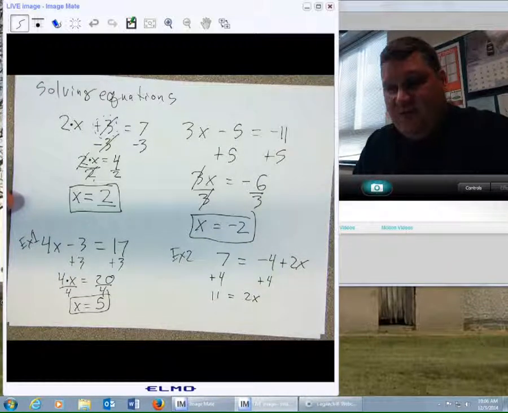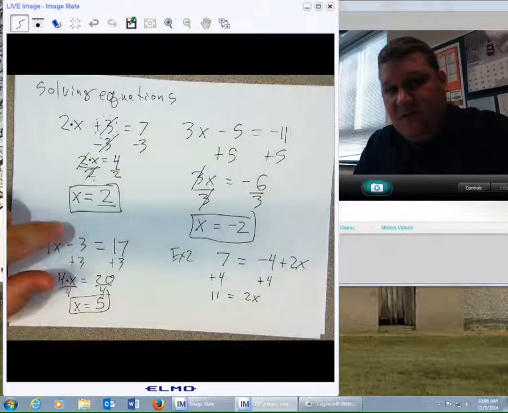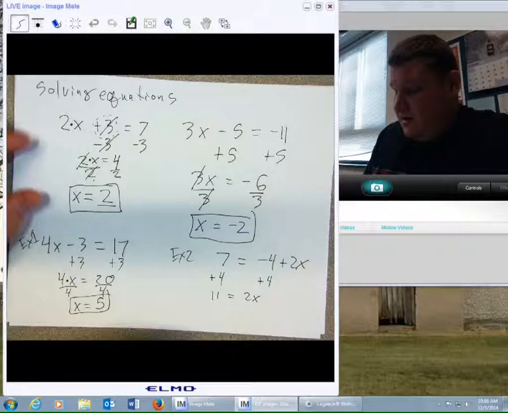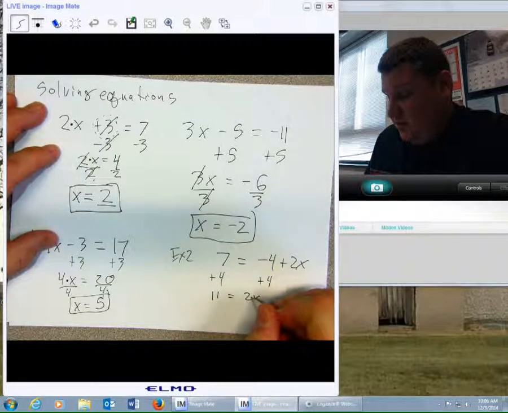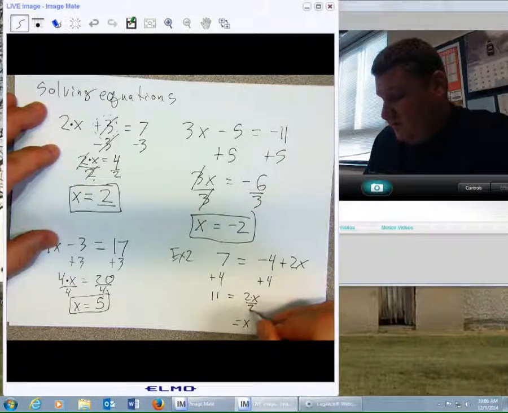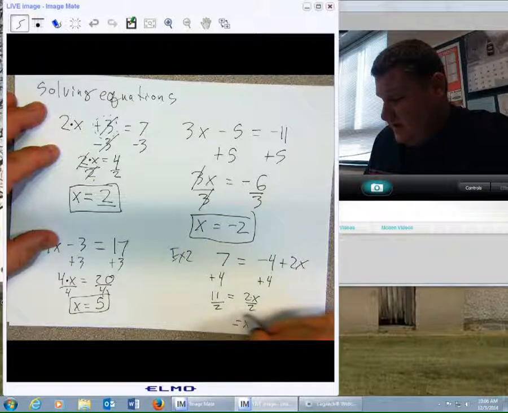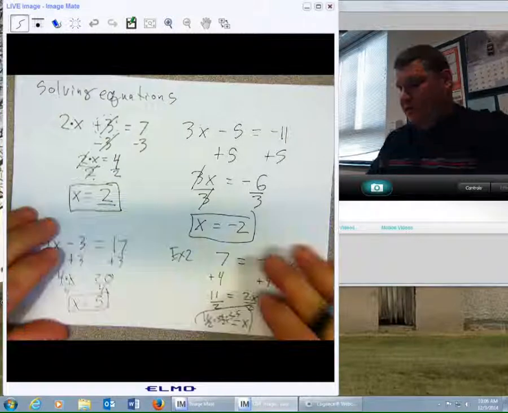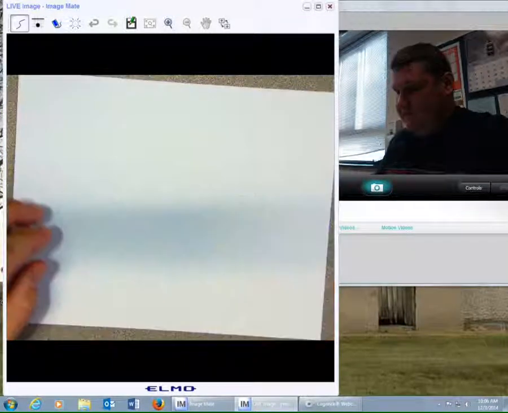Now, do I move the 11 to the 2, or do I take that 2 and move it to the 11? Well, I'm going to need to move the 2 over with the 11 because I want x by itself. I have 2 times x, so I'm going to divide by 2. That gives me 11 halves, or 5 1/2, or 5.5. Okay, there we go. Let's do one more problem, and then that should take care of it.